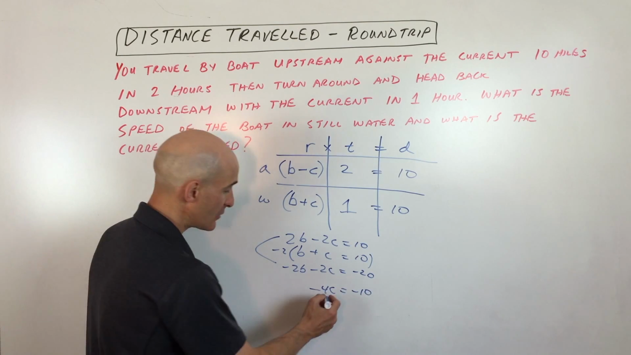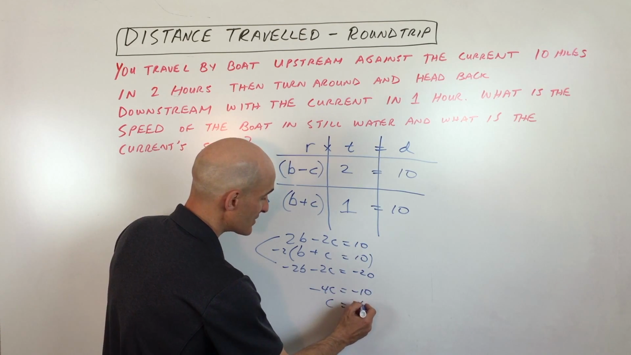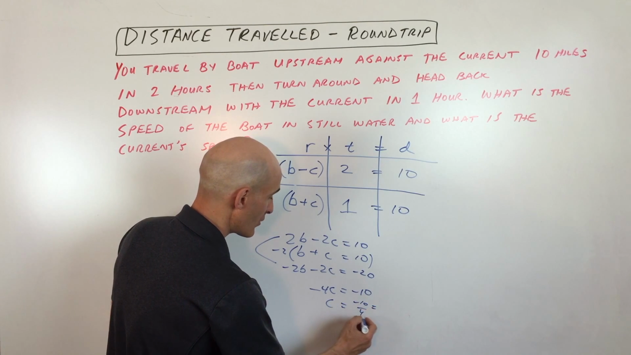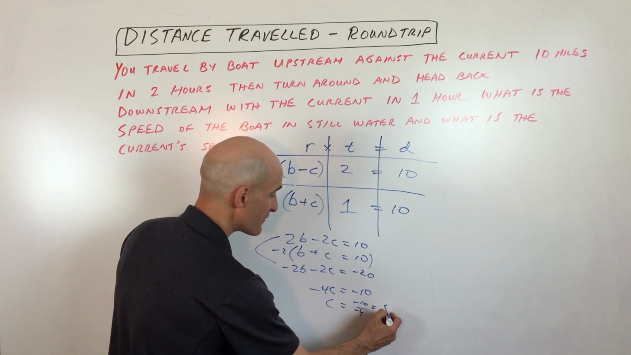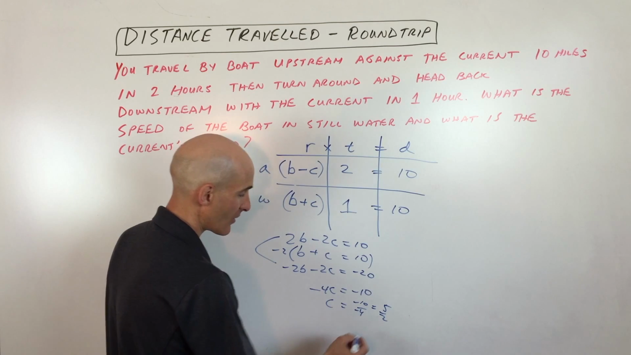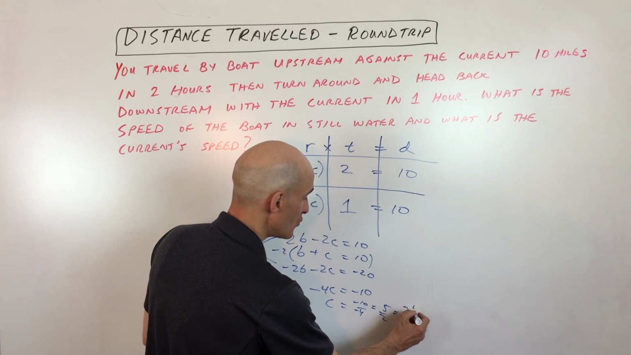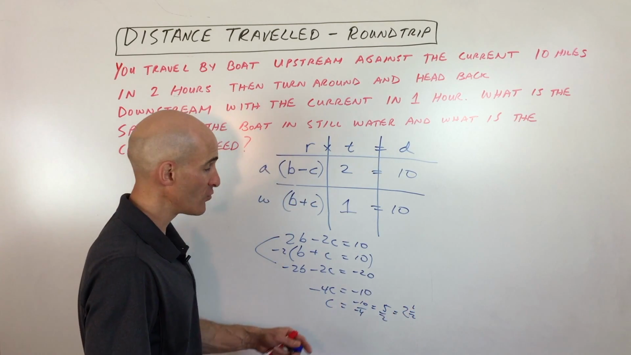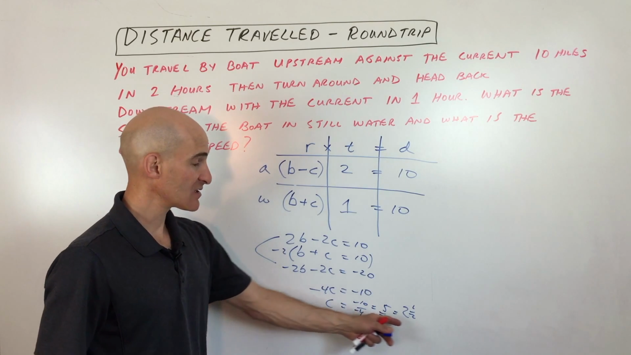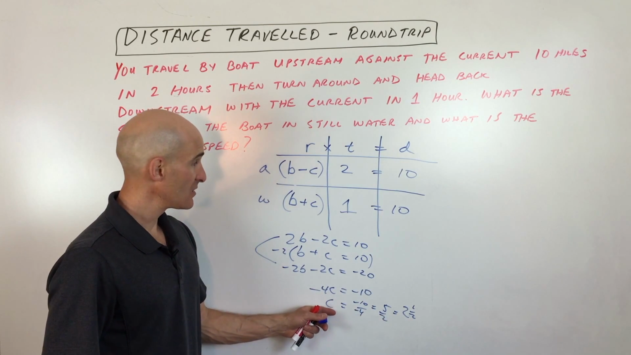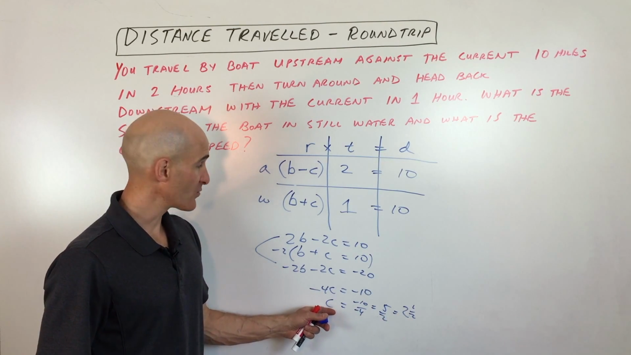And if I divide by negative 4, C equals negative 10 fourths. Negative 10 over negative 4, which is 5 halves, which equals 2 1/2, or 2.5. And what that means is that the speed of the current is 2.5 miles per hour.